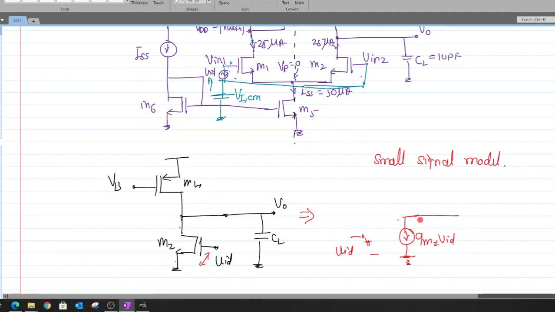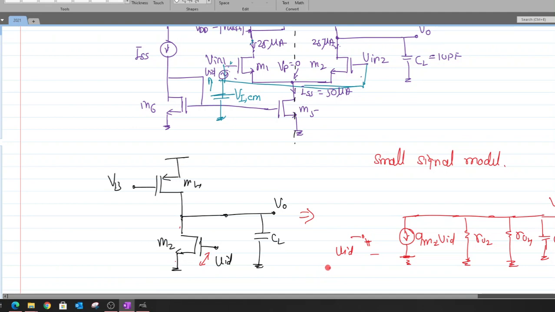Also we know that there is R0 impedance across the drain of M2 as well as across the drain of our M4 transistor. So I just draw those small signal resistances onto my small signal model. And then what is left over is this capacitor component across the node VO, which will also be added to this small signal model, and this is our VO.